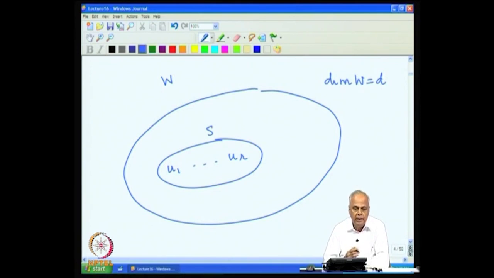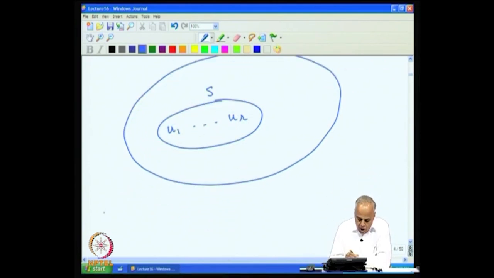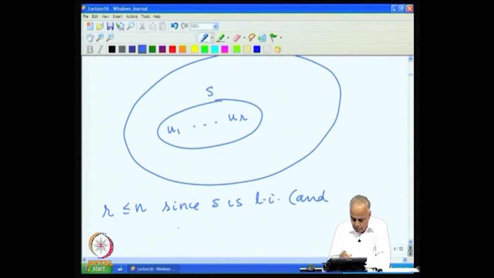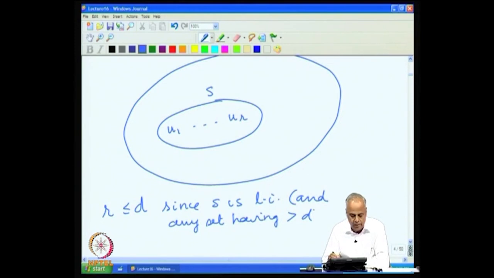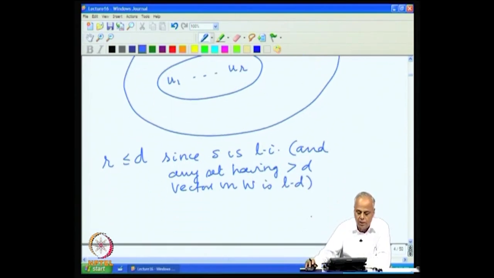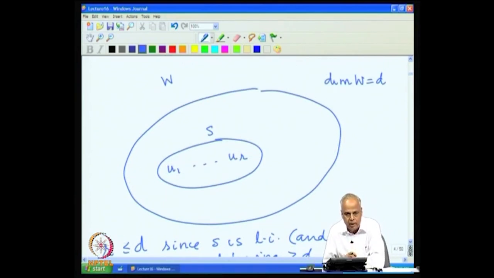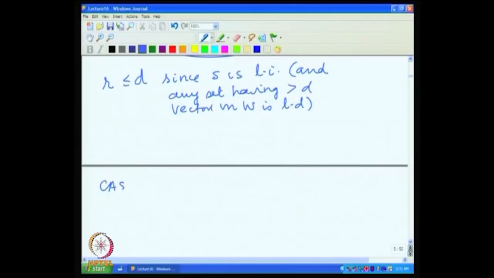Now, since W is d dimensional, any d plus 1 vectors must be linearly dependent, and therefore, since S is linearly independent, it cannot have more than d vectors. So, r is less than or equal to d, because any set having more than d vectors in W is linearly dependent. Therefore, the moment you have a d dimensional subspace, any linearly independent set cannot have more than d vectors. Now, let us look at this situation. r is less than or equal to d. So, there are two possibilities.